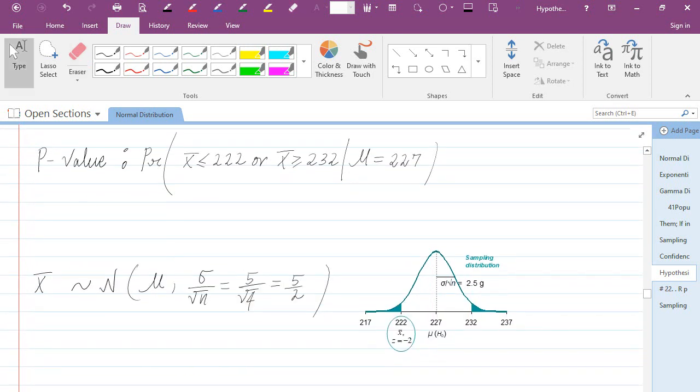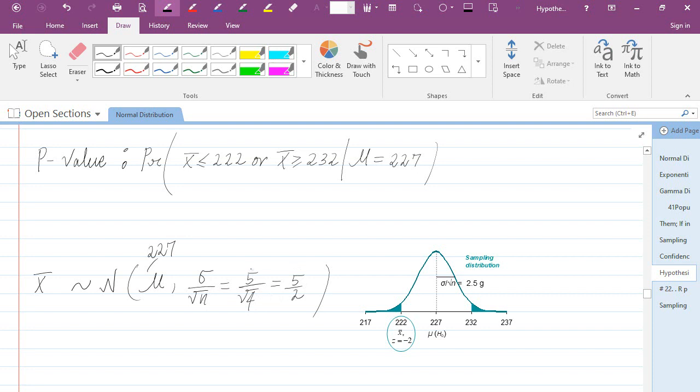To calculate this probability, we first have to look at the distribution of X bar. The distribution of X bar is normal with mean equal to the population mean, which is 227, and the standard deviation would be sigma over root n, which is 5 over root 4, which is 5/2, because the sample size is 4 and the 5 is the population standard deviation.